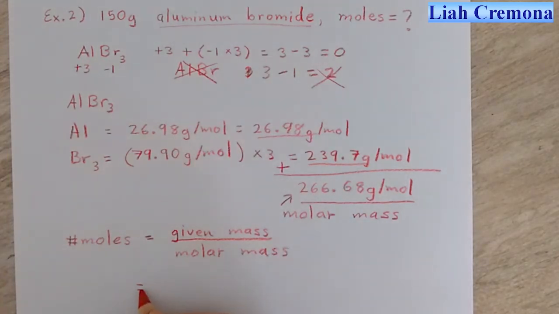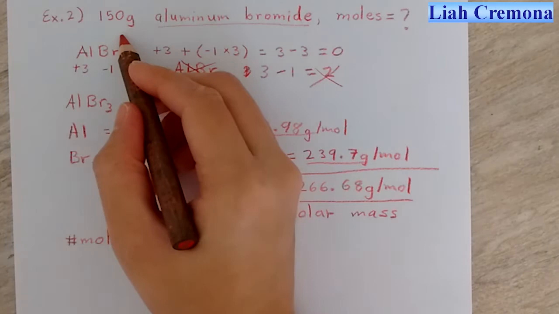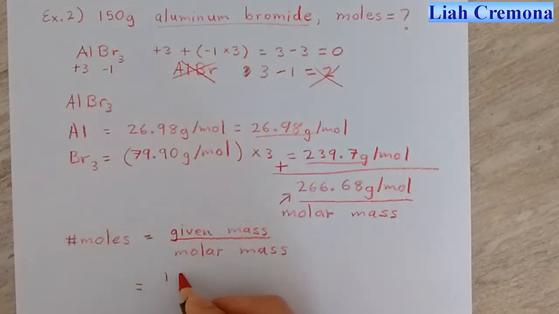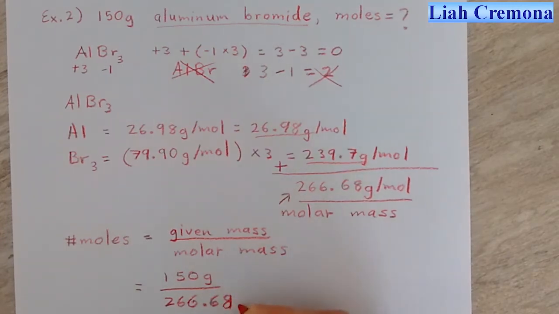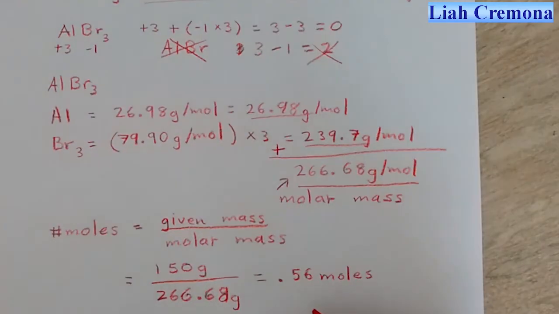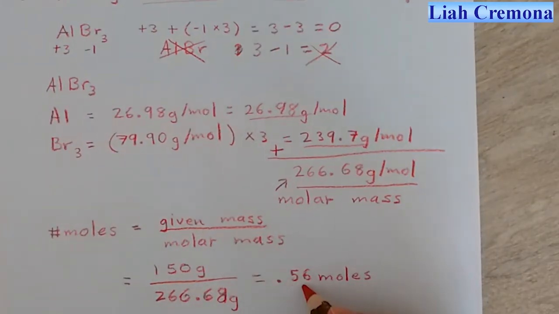Plugging those numbers in, the given mass was 150 grams. And we divide that by the molar mass, which is 266.68 grams. The answer here is 0.56 moles, rounded to the nearest hundredth.